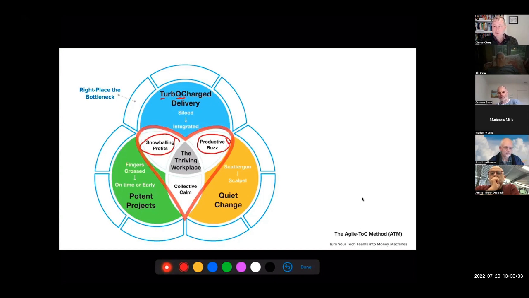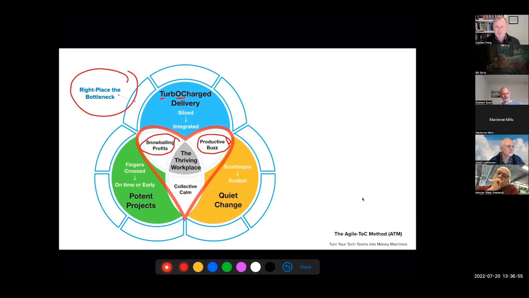Actually, I just noticed Grant said, notice that I use stories to change minds gently. That's actually part of the quiet change thing. Learning to tell stories is really, really hugely helpful and quite an art, but far easier to learn than you might think. So going back, right place the bottleneck here.